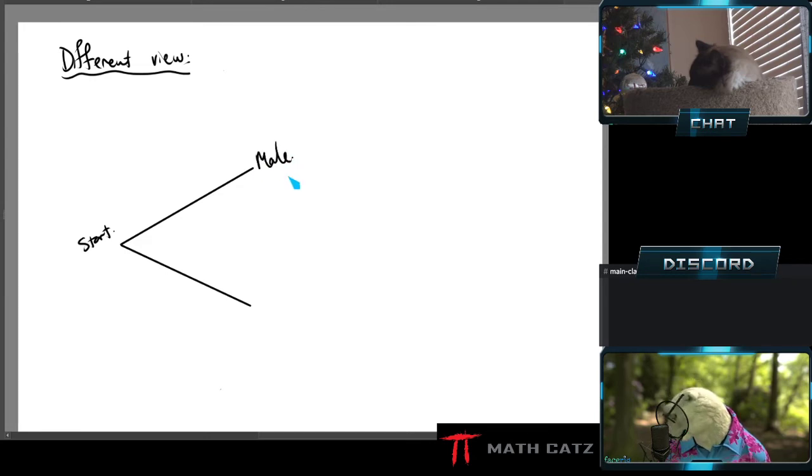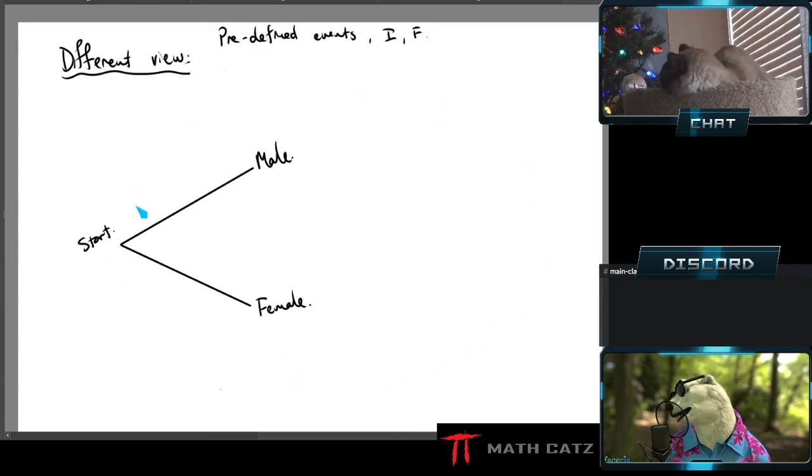Now, I'm just going to write this in words for now. We will update this in a second according to our predefined, already defined events, I and F, like before. So for now, let's just do it in words to see what this tree is trying to say. So I asked them, are you male or female? They're going to pick one of these two.